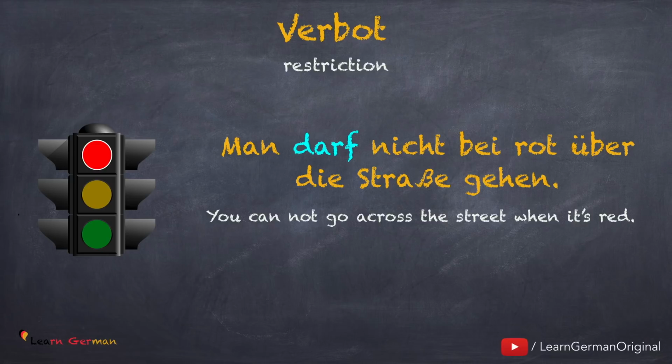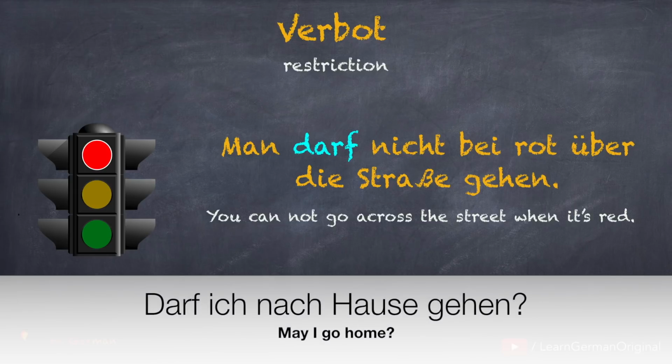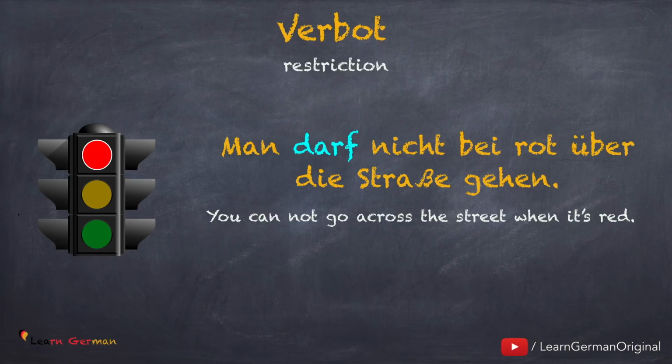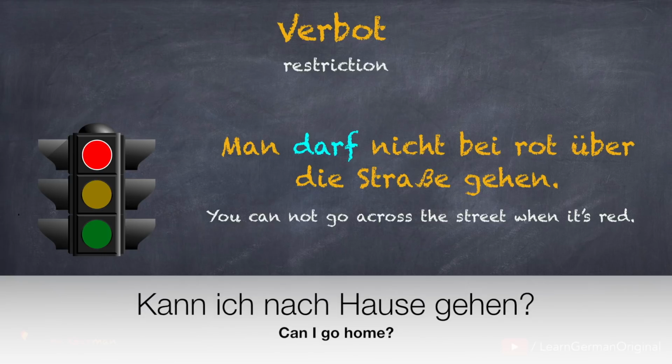Dürfen is also used when you're asking for permission. For example, Darf ich nach Hause gehen? The use of können in the colloquial language is more common. In that case, the question could be, Kann ich nach Hause gehen?